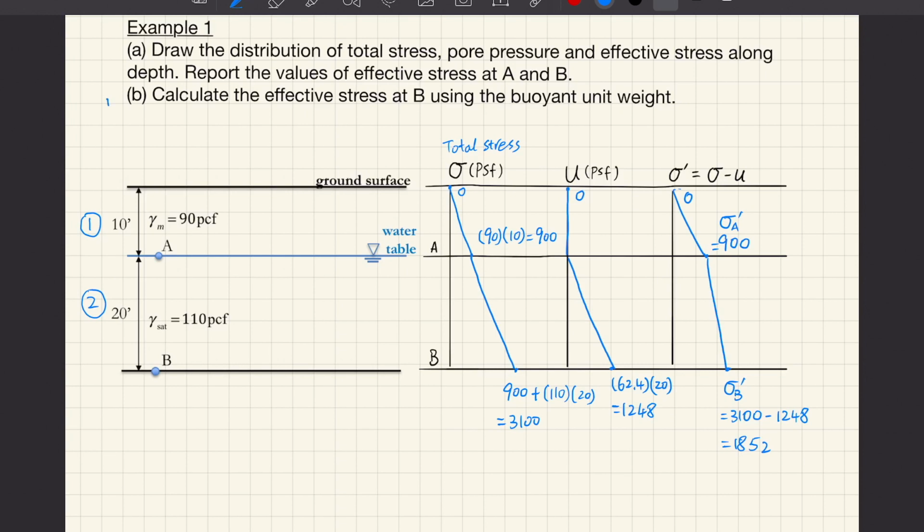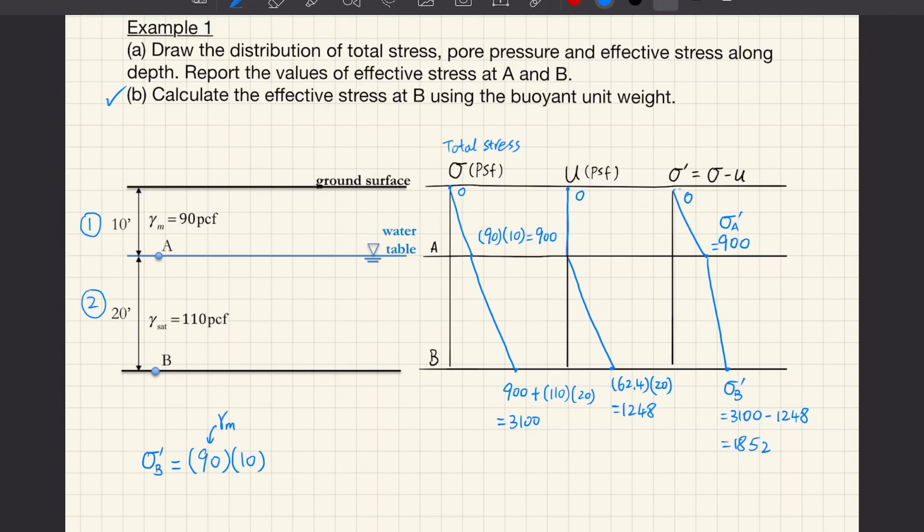And then finally for part B here, we're going to calculate the effective stress at B, so that's sigma B prime, using the buoyant unit weight. But here you need to be careful. The buoyant unit weight only exists for soils below the water table. So for layer 1, you're still going to use the moist unit weight because it's above the groundwater table. There's no buoyant unit weight for the first layer. So still 90 times 10. So this is gamma m.